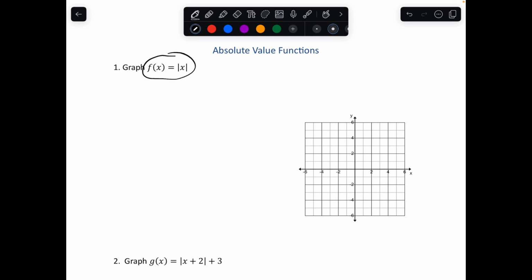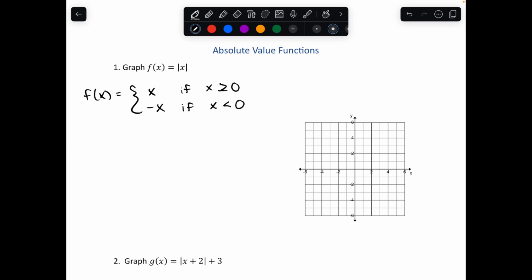It has these two little bars around x, and in a nutshell, what it means is that if I have a positive value, I'm going to keep it positive, and if I have a negative value, I'm going to then turn it into a positive number. Now technically, our function is actually a piecewise function. So f of x is equal to positive x if my x value is greater than or equal to 0, or it's equal to negative x if my x value is less than 0.